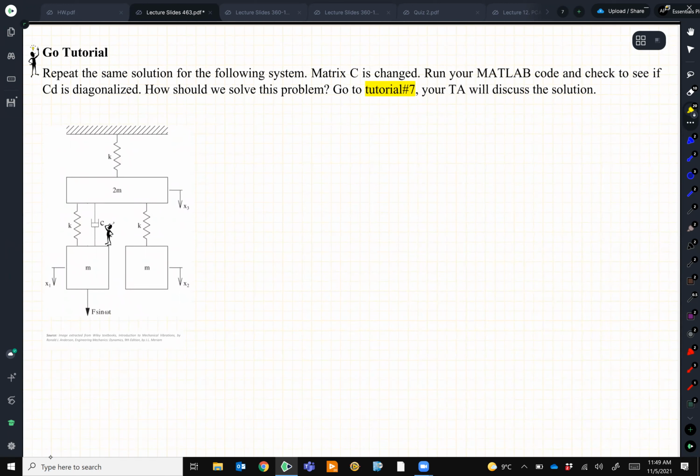Take a look at this one. It's exactly similar to the previous one, but only we have one damping here. If you write the equations and follow all those steps, you will see your damping is not diagonal. So you cannot diagonalize it following that U matrix. So that nasty matrix that I told you. And your TA is going to show you this afternoon how to solve this one in MATLAB, right? Which is going to be a numerical solution. He will teach you all the logic behind it.